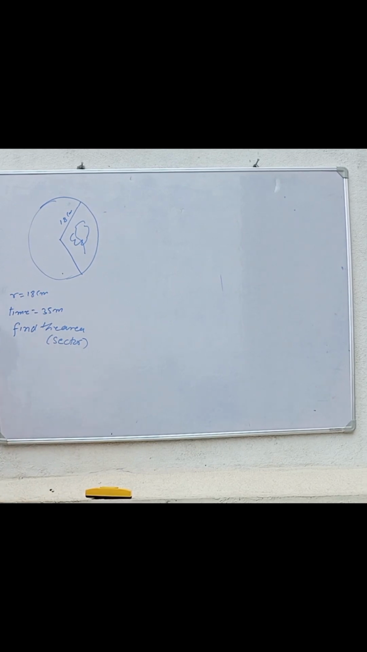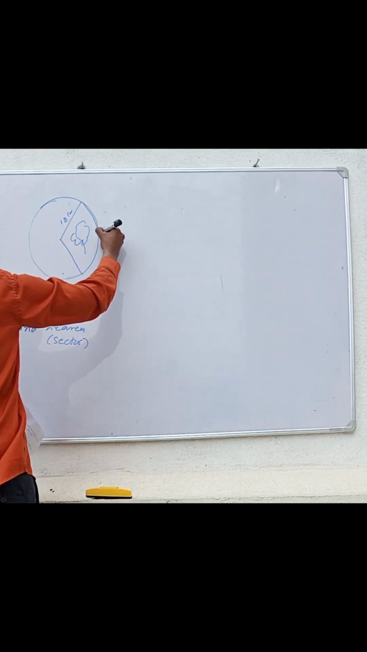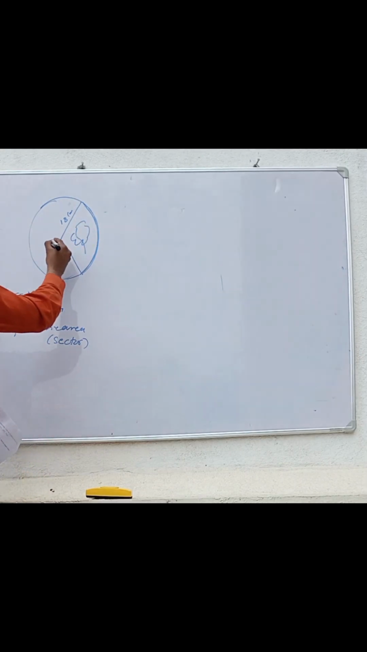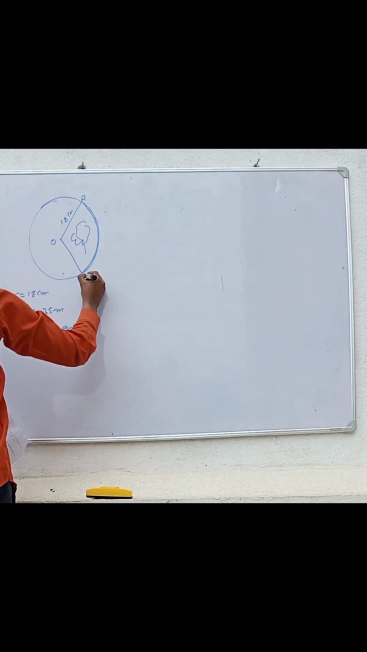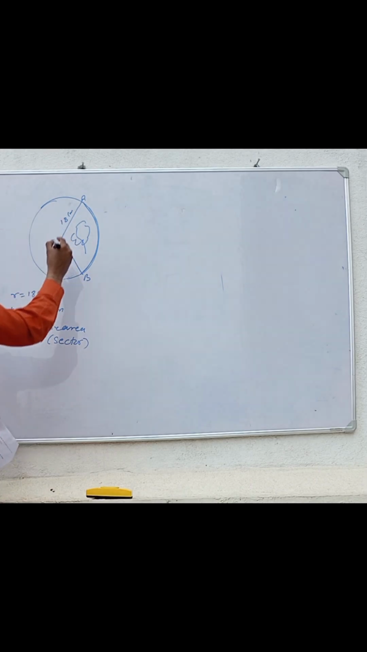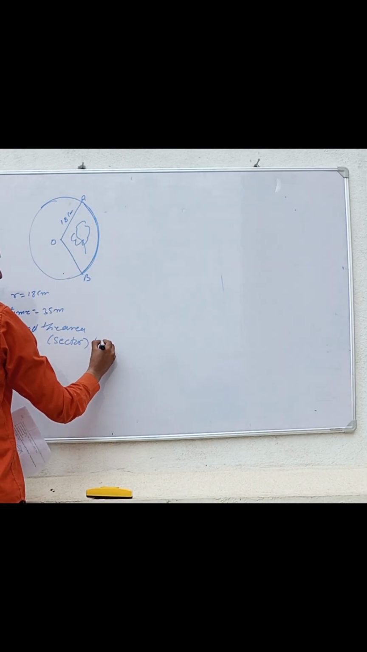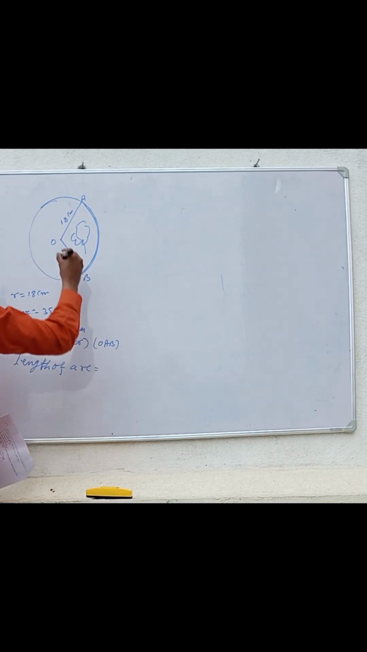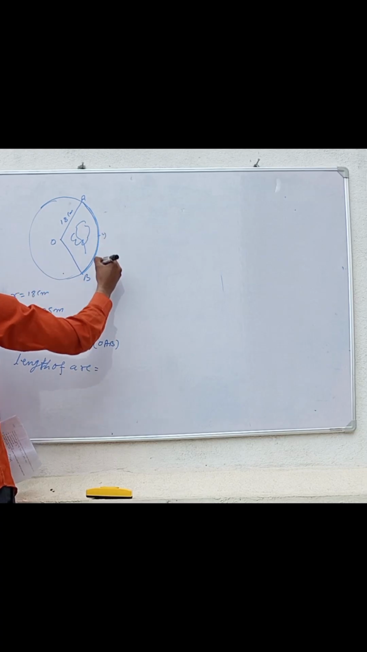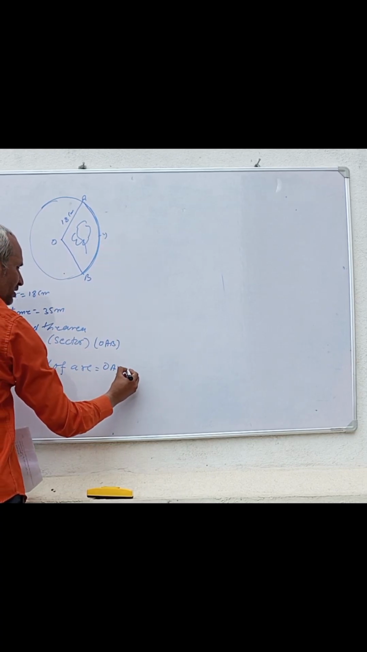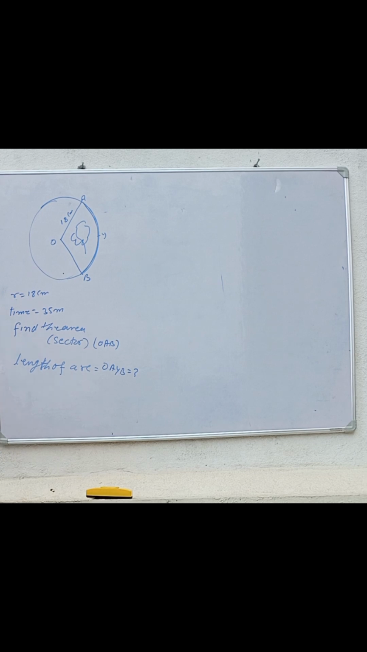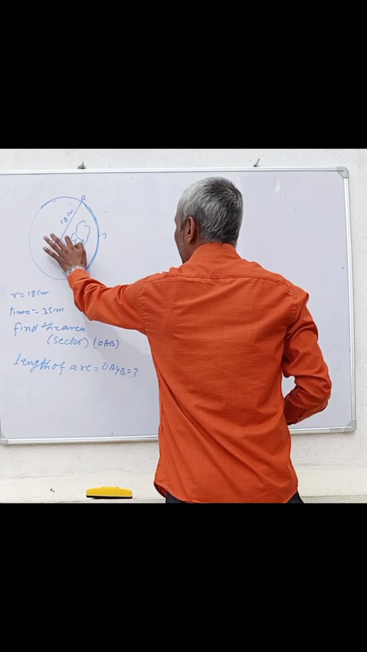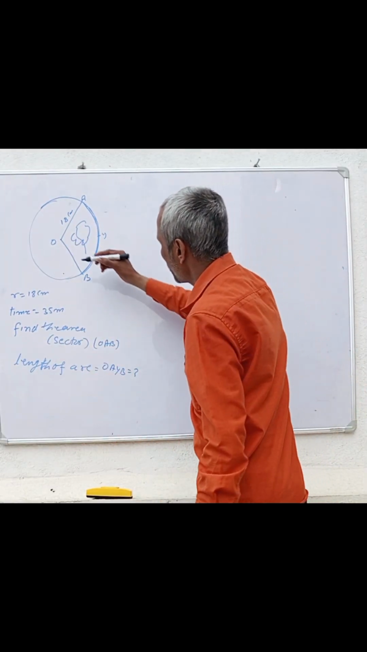Another one, find the length of the arc. This is called the arc. Suppose here is O, here is A, here is B, and this is the sector. Find the area of the sector OAB and the length of the arc OAYB. First of all we have to find theta, and the radius 18 is given.